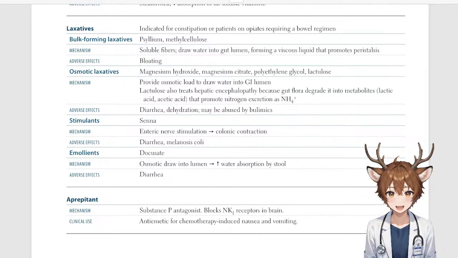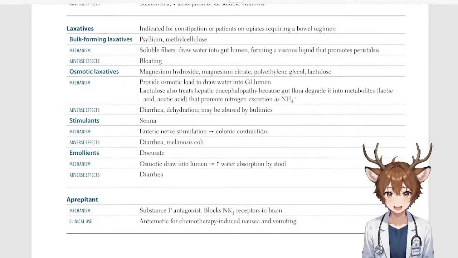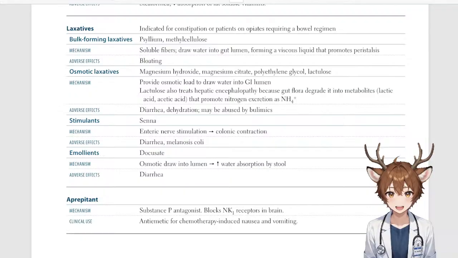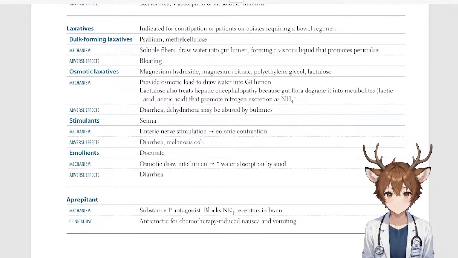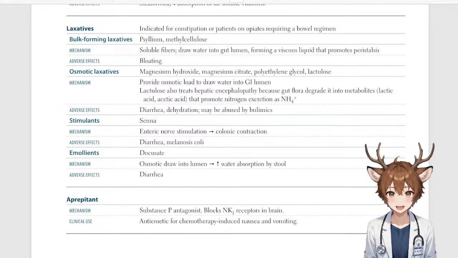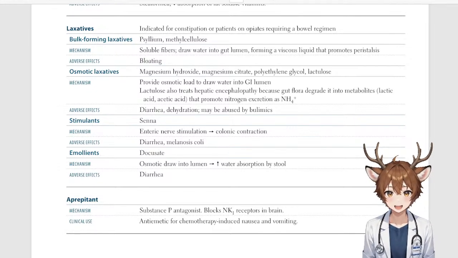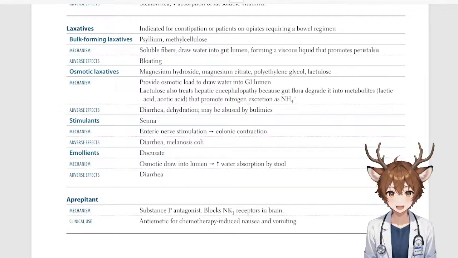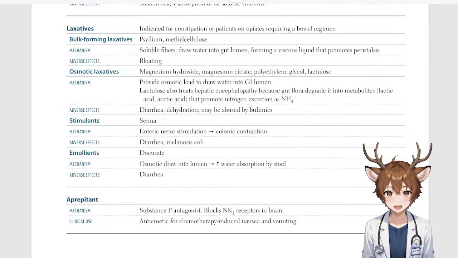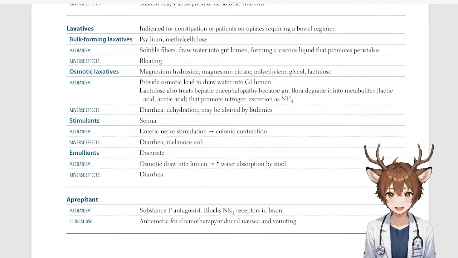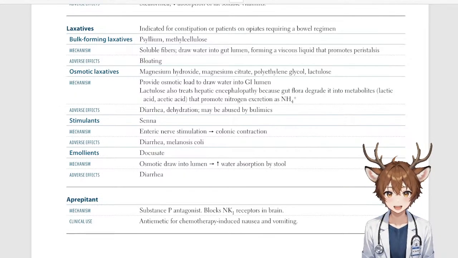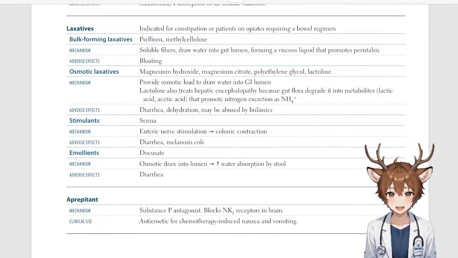Osmotic laxatives, lactulose, magnesium citrate, magnesium hydroxide, and polyethylene glycol. They provide osmotic load to draw water into the GI lumen. Lactulose also treats hepatic encephalopathy. Gut microbiota degrades lactulose into metabolites, lactic acid and acetic acid, that promote nitrogen excretion as NH4+, or ammonium, by trapping it in the colon. Adverse effects include diarrhea, dehydration, and may be misused by patients with bulimia.